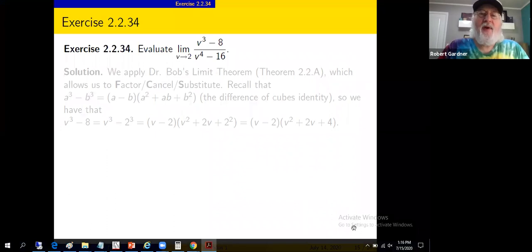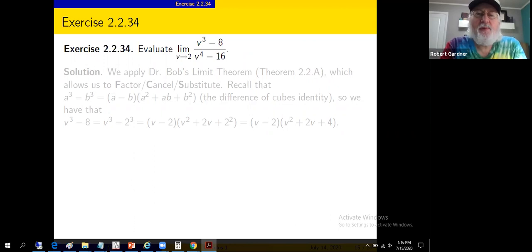Okay, evaluate that limit as v approaches 2. Limit as v approaches 2 of v cubed minus 8 over v to the fourth minus 16. Well, that's a rational function. We can just plug in v equals 2 unless we get 0 in the denominator. And if we can just plug in v equals 2, this ain't a very interesting limit. Oh, look at that. You can't plug in v equals 2.